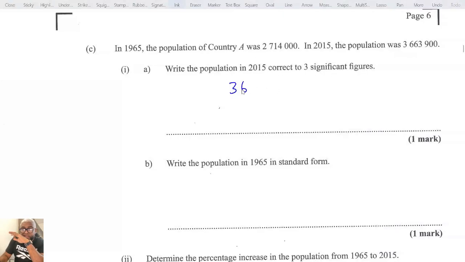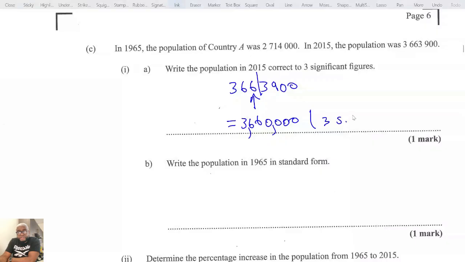So 2015 is 3,663,900. Which number here is the third significant figure? This 6 here, right? This is the third. So your lock-off is after this. Is the number after the lock-off 5 or greater? No. So I'm going to put the 366, which are the 3 significant figures, and everything after the lock-off changes to a 0, right? So this will actually be 3,660,000 to 3 significant figures. Simple as that.